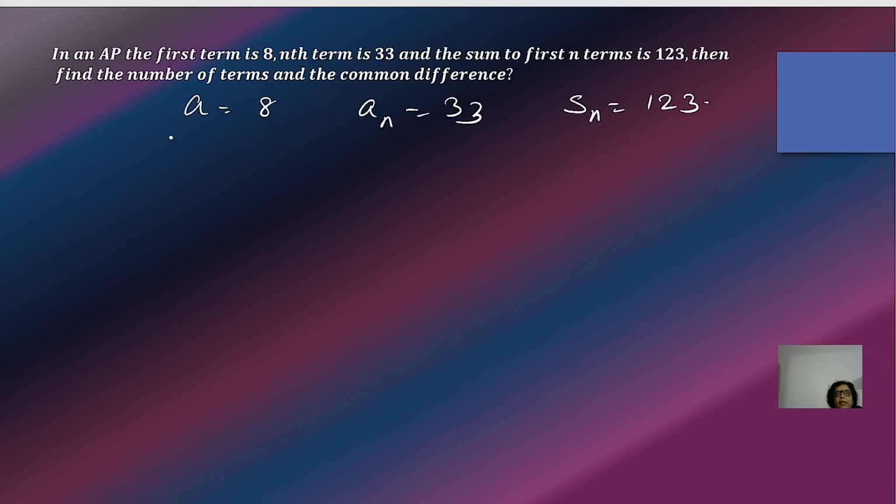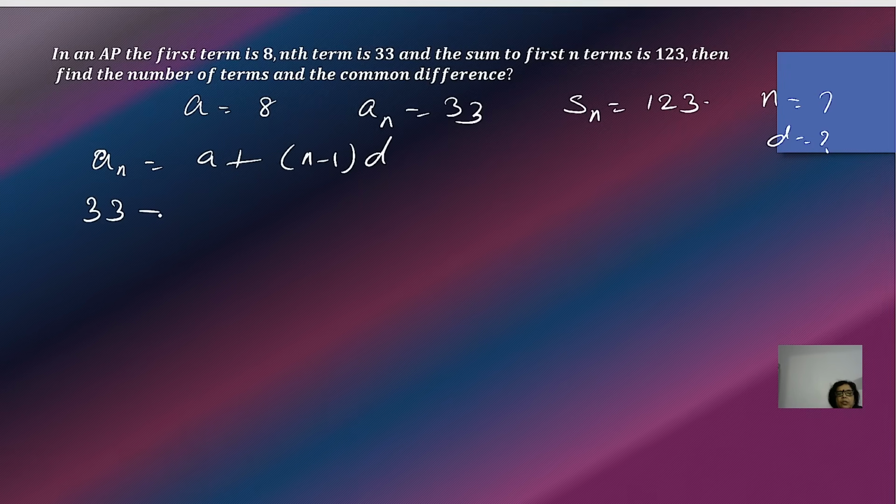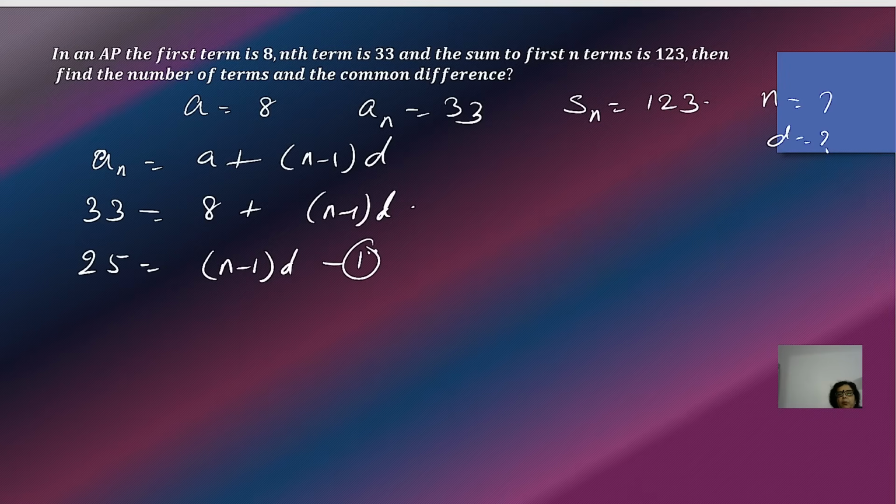So we need to find n and d. n is not given and d also is not given. So first of all, let's take this an over here, that is 33. We take the help of the general formula A plus n minus 1 into d and put the values here. We get 33 is equal to 8 plus n minus 1 into d. So this becomes 25 is equal to n minus 1 into d. This is equation number 1.